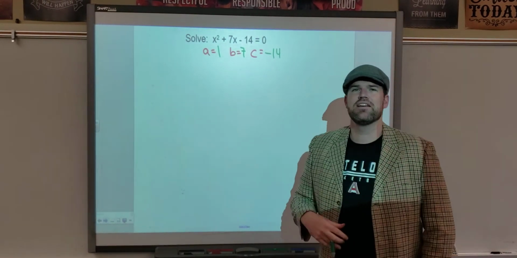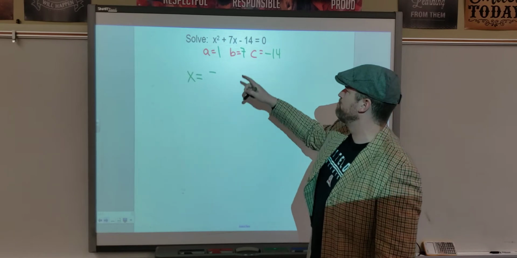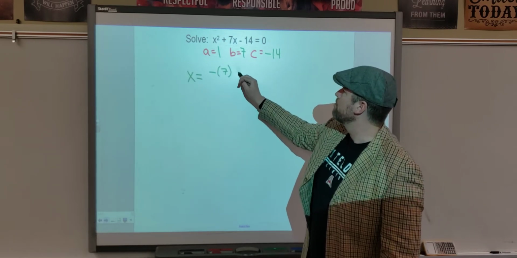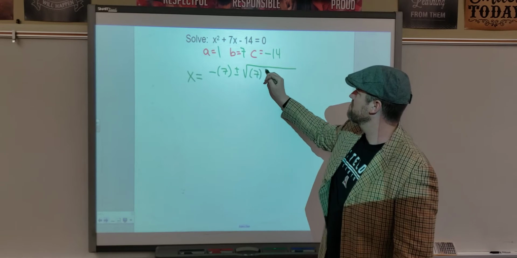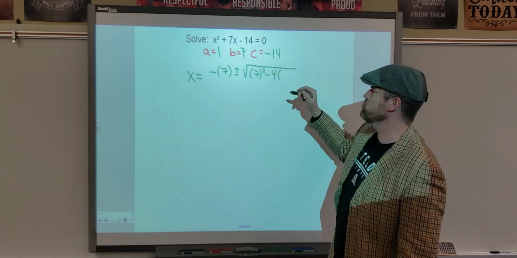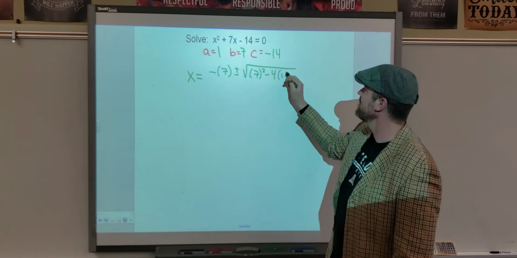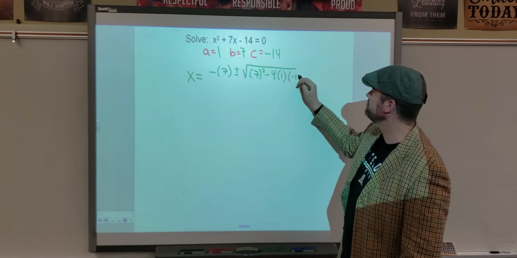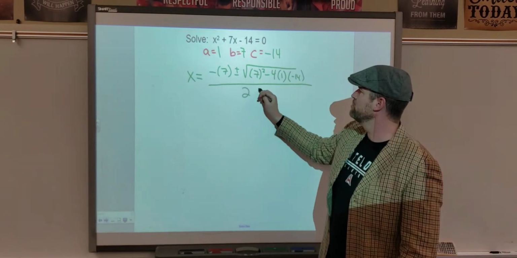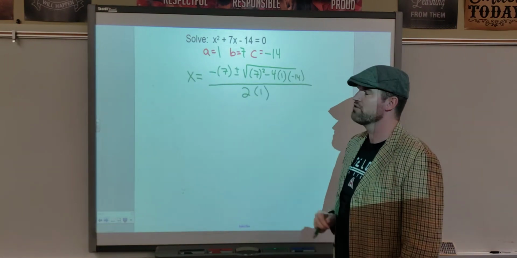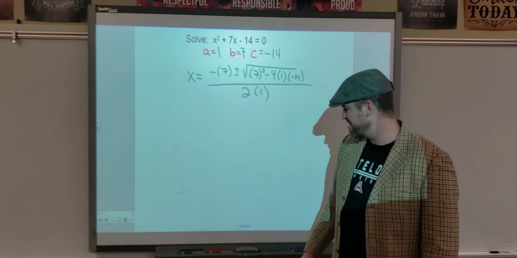So you're going to get used to hearing me not quite sing it, but just kind of use the tune a little bit. So x equals negative b, 7, plus or minus the square root of b squared, 7 squared, minus 4AC, A is 1, C is negative 14, all over 2A. So 2 times A, which is 1. So there is our quadratic formula. We've plugged in our A, B, and C into the correct spots. And now we are going to simplify.